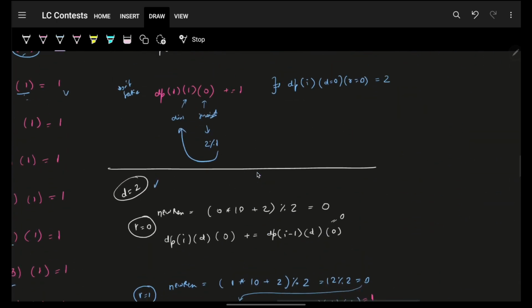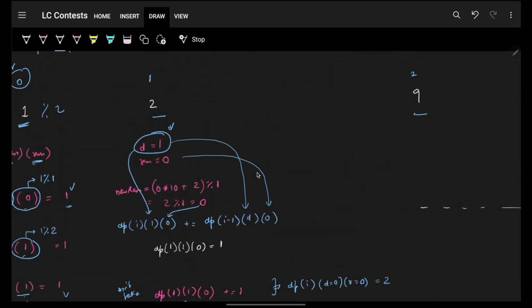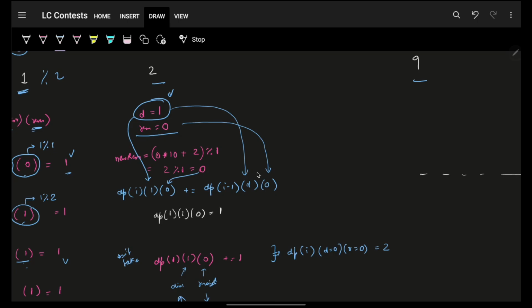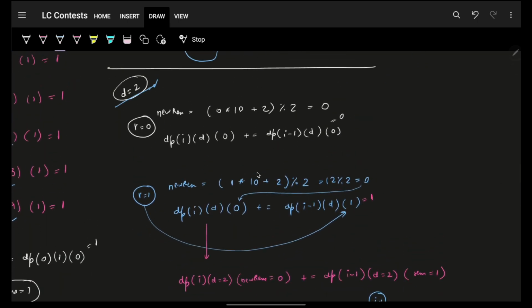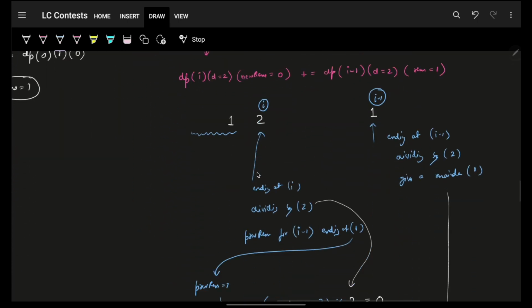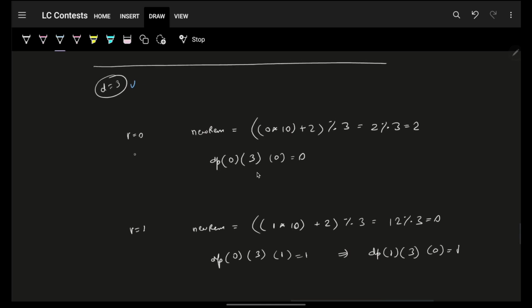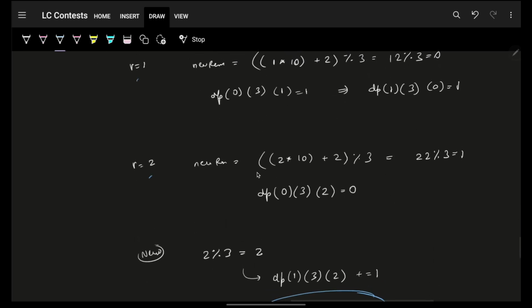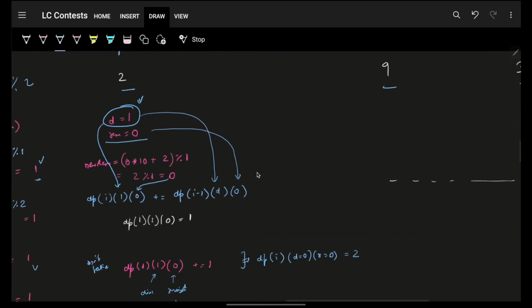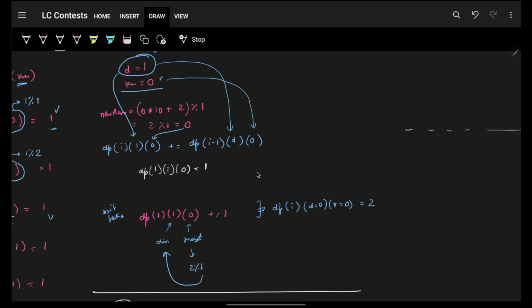Let's try for divisor of 1. For divisor of 1, the remainder can be only 0 as a possibility. For divisor of 2, the remainder can be 0 or 1. For divisor of 3, the remainder can be 0, 1 or 2. Now, let's come back to divisor of 1. If the previous remainder is 0, what will be the new remainder? New remainder will be the previous remainder multiplied by 10, plus the current digit, mod the divisor. This is the new remainder.